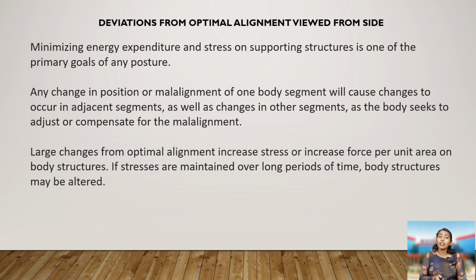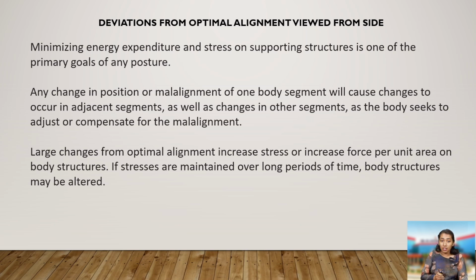Now we'll understand the deviations from the optimal posture. What is deviation? Deviation means that the line of gravity is not going anterior to the ankle joint, for example. It is going posterior to the ankle joint. Now this will create an external strain over the muscles that we are using, which will impact the position, the stability, the equilibrium of the individual.